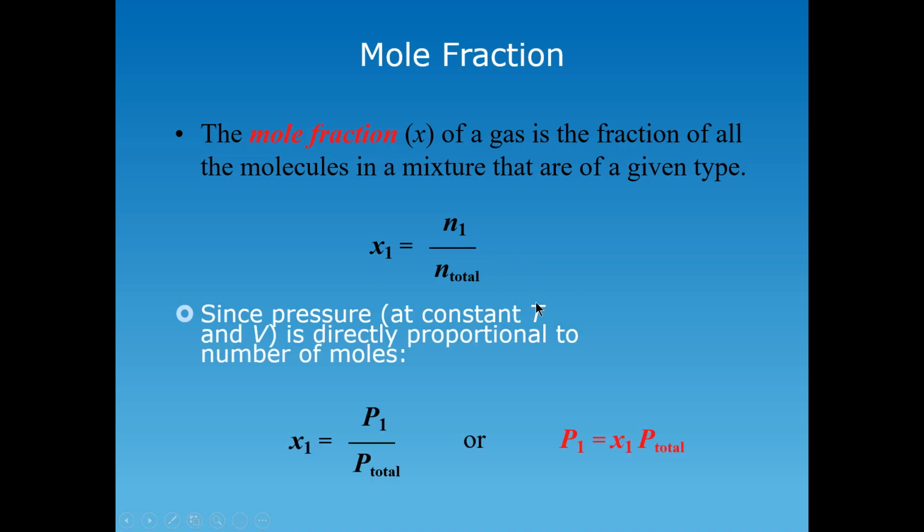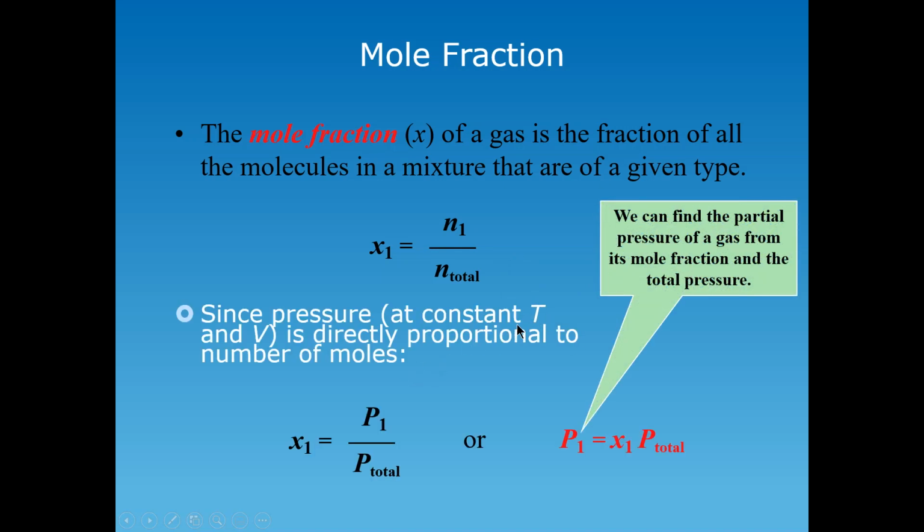Okay, so when it comes to gases, if the pressure and volume are the same, then the mole fraction can also be calculated using the pressures of the gas in the mixture compared to the total pressure. So therefore, the mole fraction of gas 1 is equal to the partial pressure of that gas divided by the total pressure of the gaseous mixture, right? And therefore, we can rearrange it to get the pressure of a gas if we know what the mole fraction is and we know what the total pressure is. So we can use this equation to do that kind of calculation.